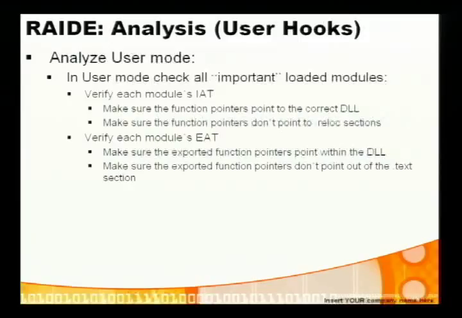So RAID's analyzing mode will analyze the user mode for user hooks. It will find the executable in the process and check the import address table. If the import address table points to important modules, and these are going to be your kernel32, NTDLL, WinSock, IP Helper API, it's then going to make sure the pointers are valid, so it doesn't point to the relocation section. It points within where it's supposed to. And it does the same for the export address table. Again, we have a list of important modules, and we verify that the export address table is pointing in the code section, and it's not pointing in the relocation section.